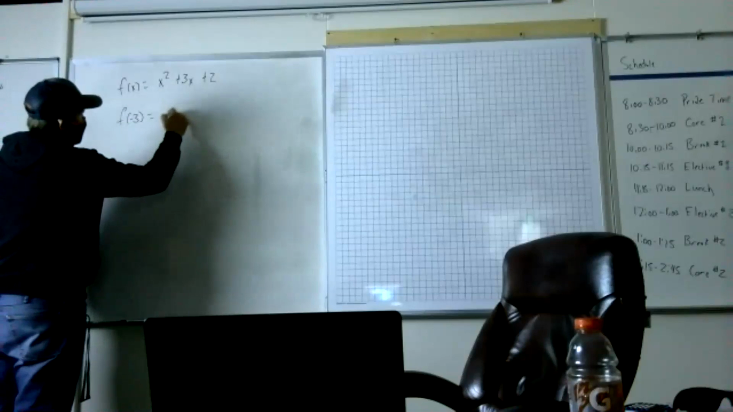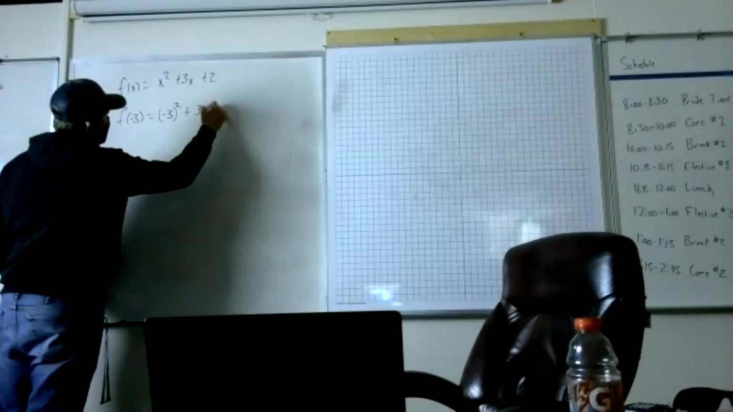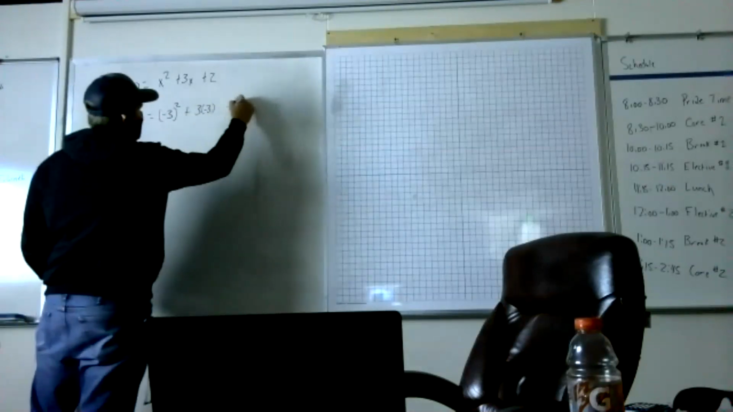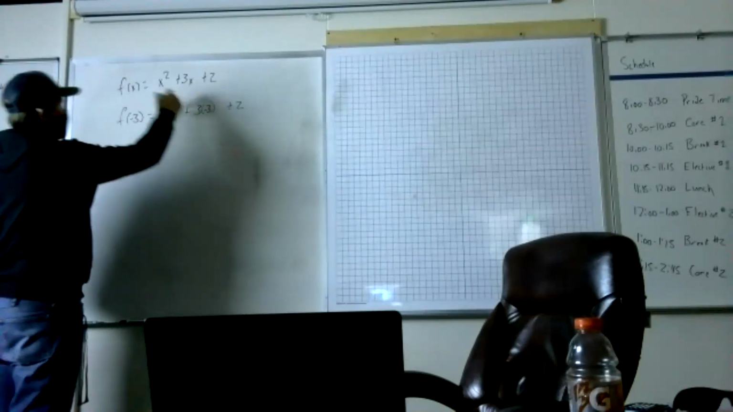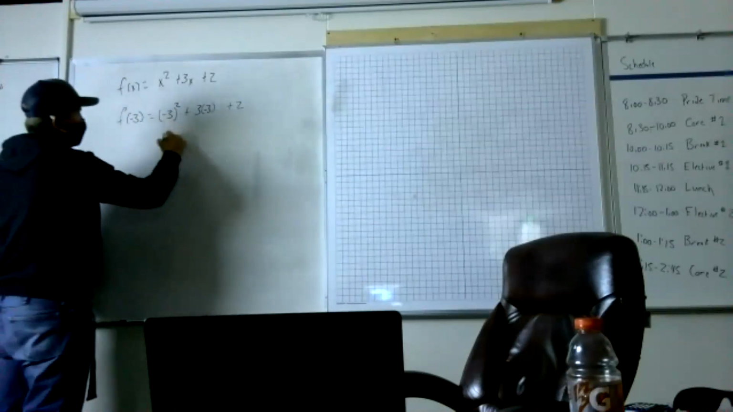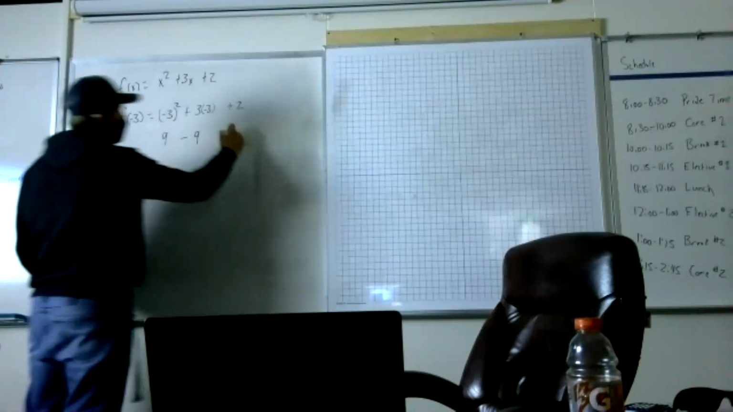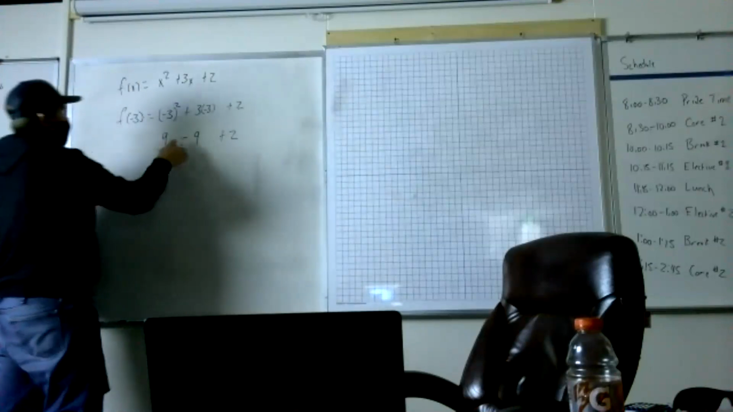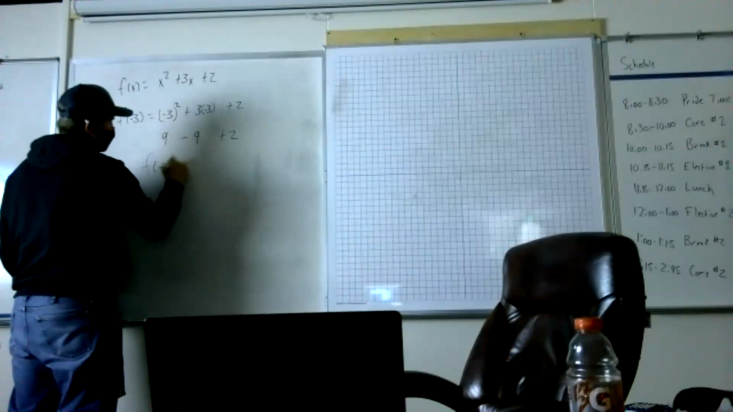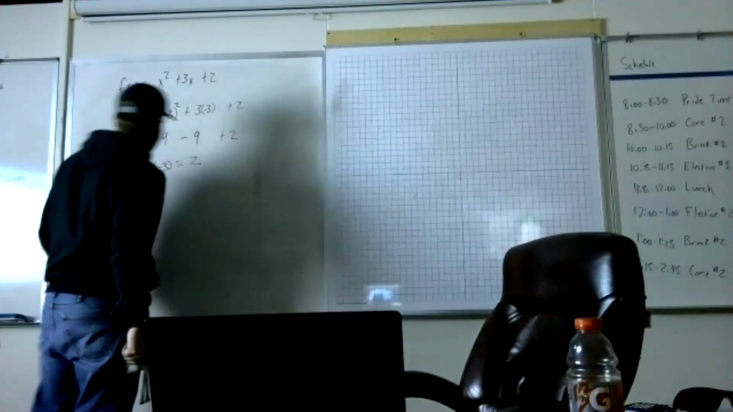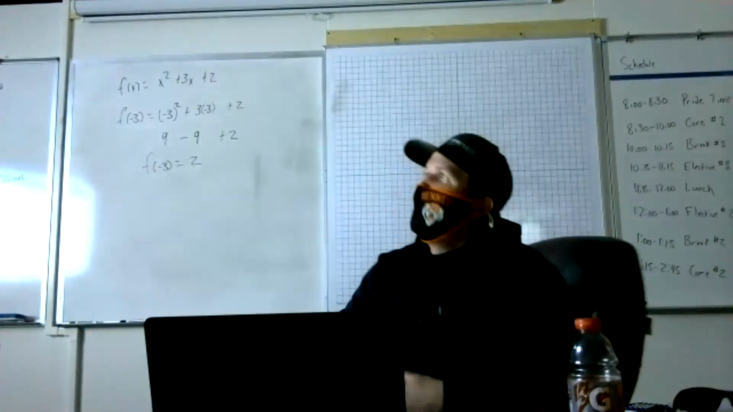So we have -3 squared plus 3 times -3 plus 2. Okay. Order of operations, take care of your exponents first. -3 squared is 9. 3 times a -3 is -9. Plus 2 stays. 9 minus 9 is 0 plus 2. Therefore, f of -3 is equal to 2, which should correspond to letter C.